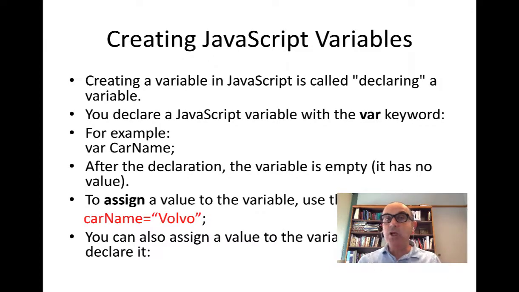So in this case, we can create variables on the fly, and that is declaring the variable. You declare a JavaScript variable with var, which is var carName, and after the declaration the variable will be empty. There is no value, and you can assign a value on the fly. For example, carName equals Volvo. So you can assign a value to the variable when you declare it.